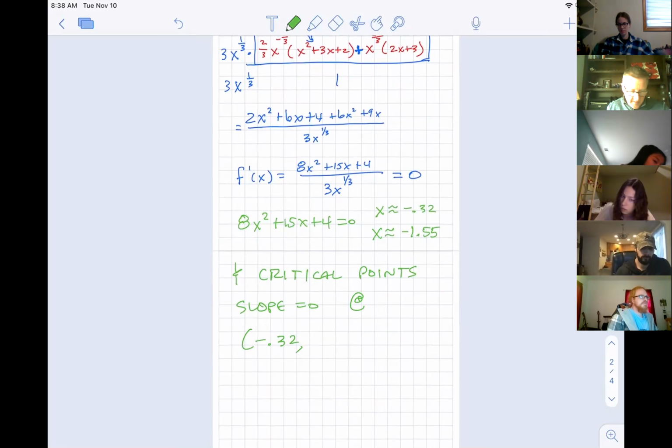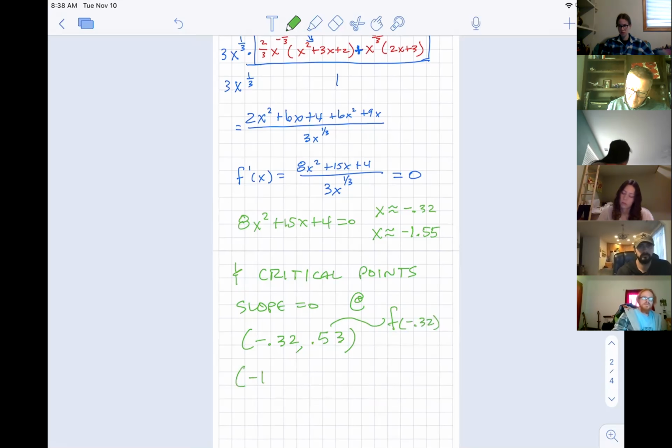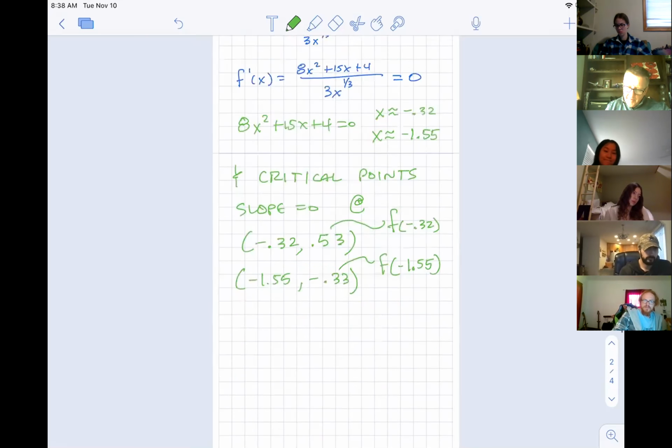And so if I stick in negative 0.32, I get about 0.53. So I'll just make a note here. This would be f of, not f prime, of negative 0.32. That's my y coordinate. And then negative 1.55, same thing. Negative 1.55, I get negative 0.33. And of course, that's f of negative 1.55. And so I have two really important points now to graph. Do you agree with me there?